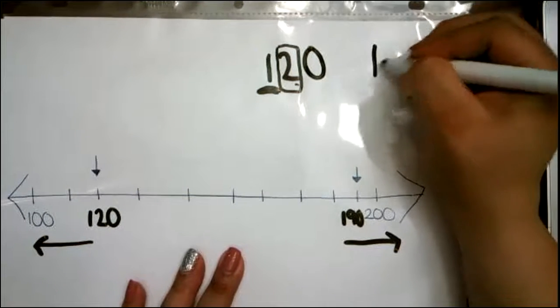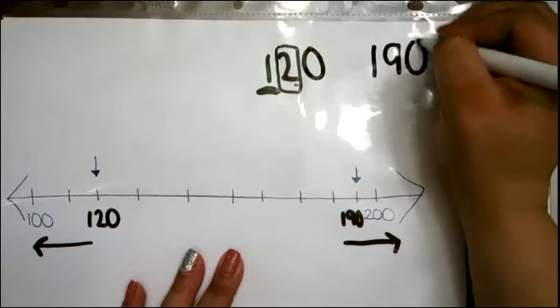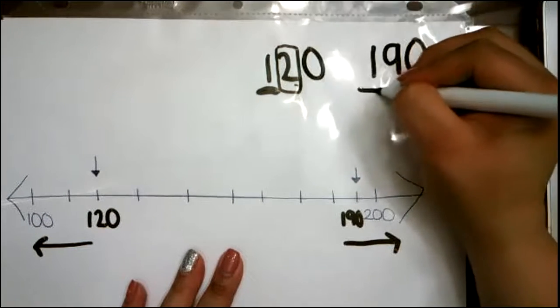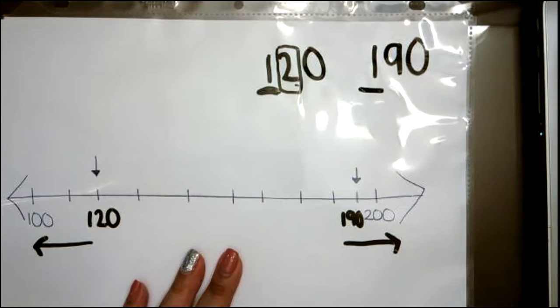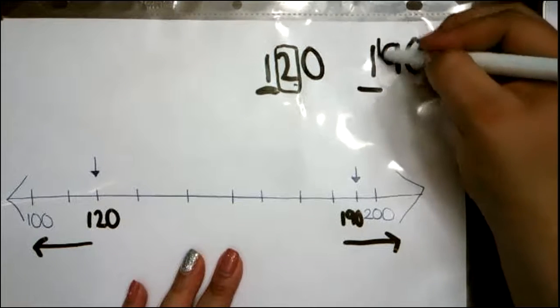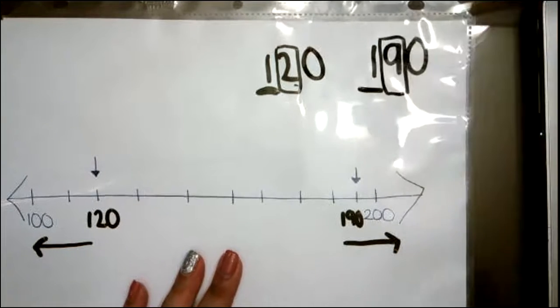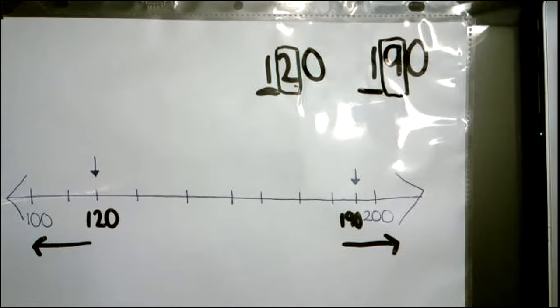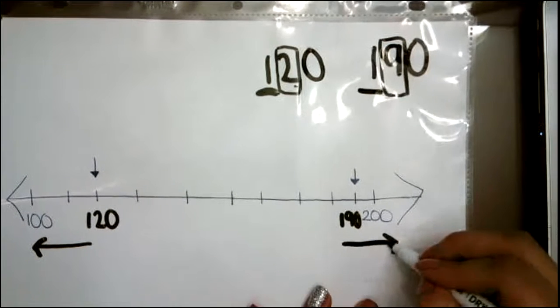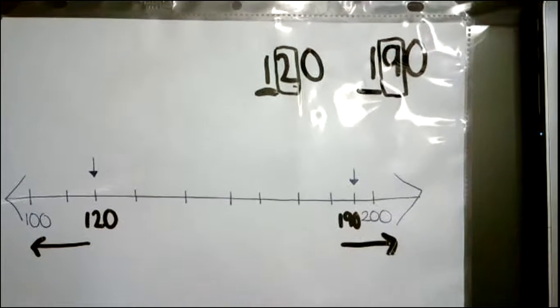So for instance, we're rounding to the nearest 100. We're underlining the hundreds place. Is 9 5 or more? Right, so that tells us we're rounding up to 200. Great job, friends. Now let's do another example.